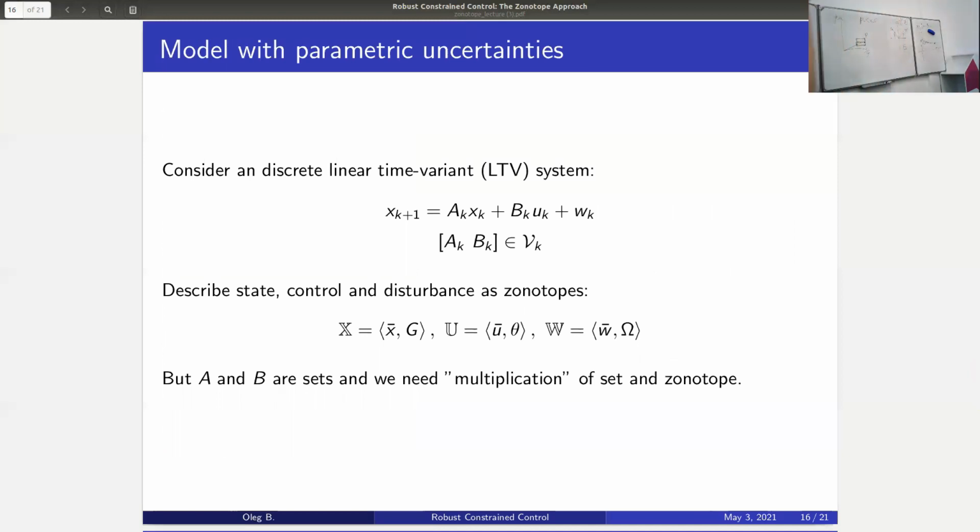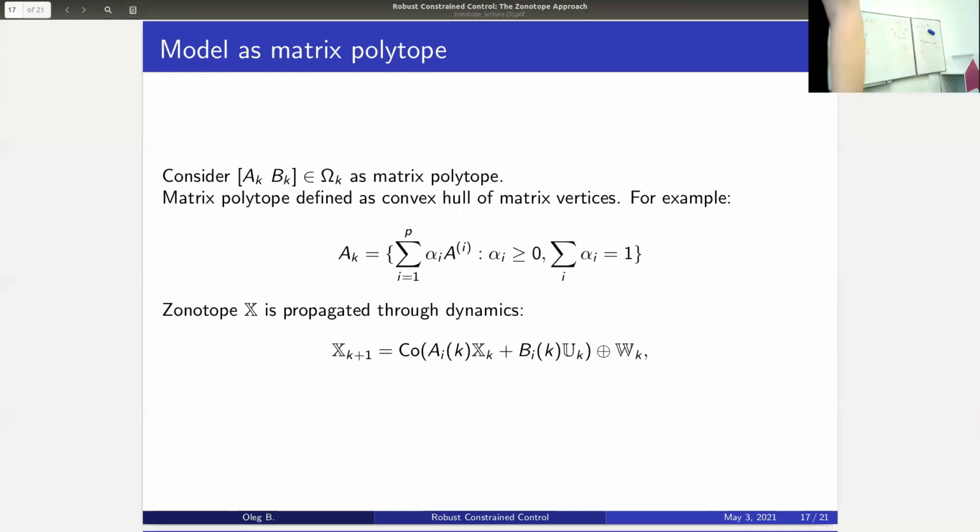Next step, A and B can be a set too. The main difference from the previous case is that we get a multiplication between sets. Before we had only summation, but now we have a multiplication between a set of our matrix and a set of our state.